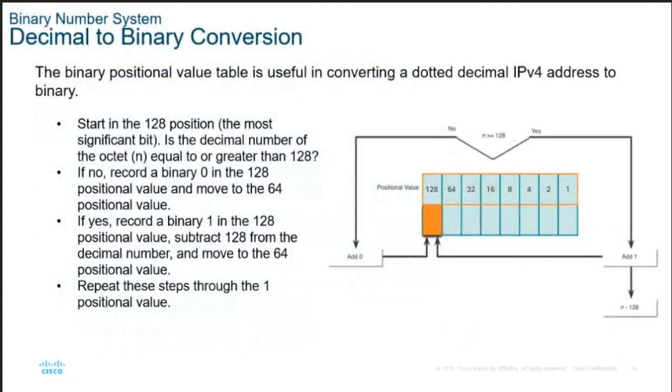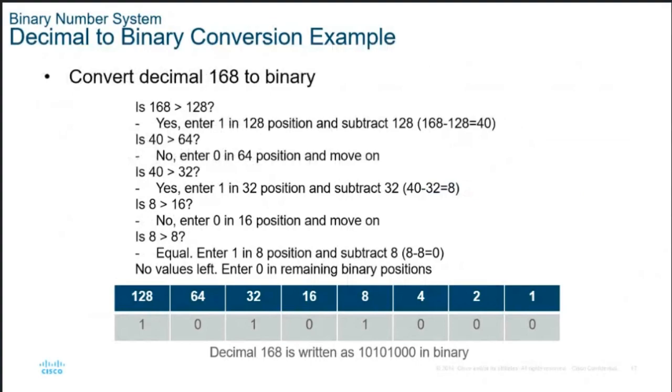In decimal to binary conversion naman, a binary positional value table is useful in converting the decimal IPv4 address to binary. So ito yung another way, yan, pag-convert ng decimal to binary. Decimal to binary.